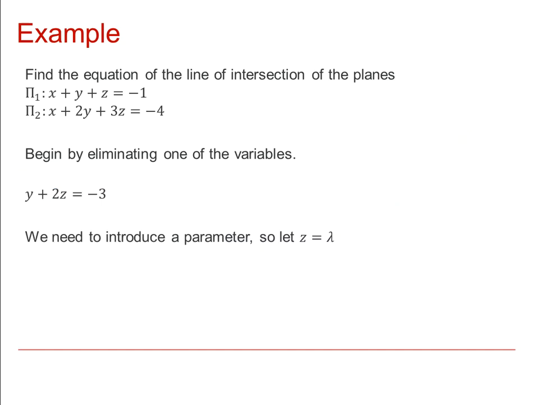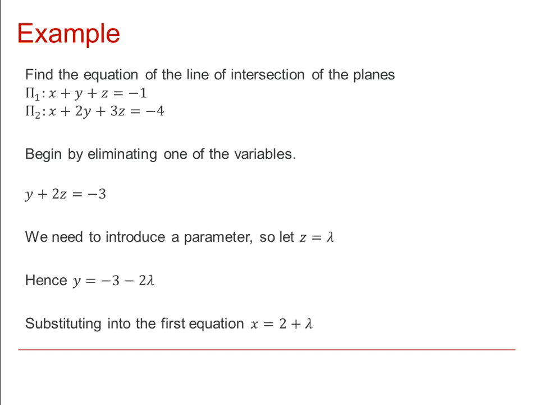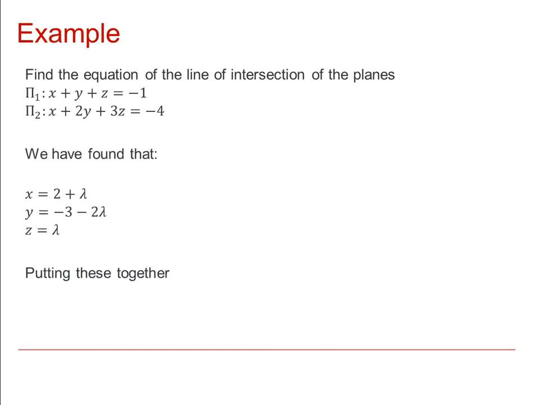So let's just go through those steps once again. We started off with our two plane equations, and by eliminating one variable got an expression for y in terms of z, and by introducing a parameter lambda we could then calculate that y was minus 3 minus 2 lambda and x was 2 plus lambda. So we've now got expressions for x, y and z in terms of lambda.